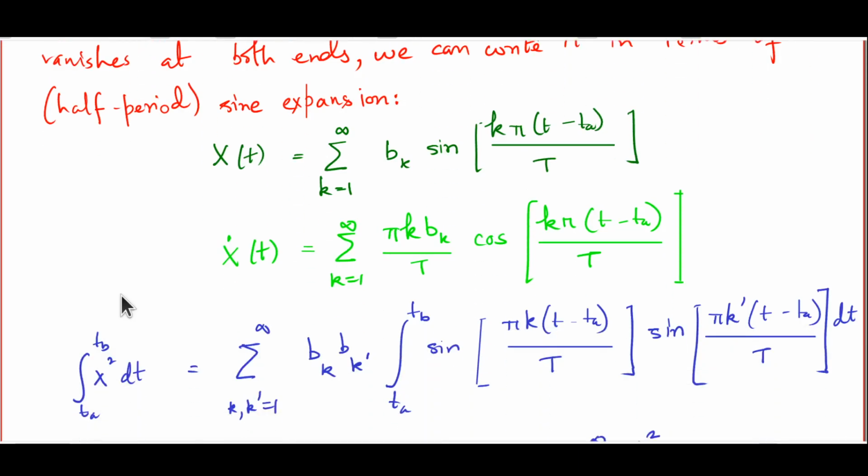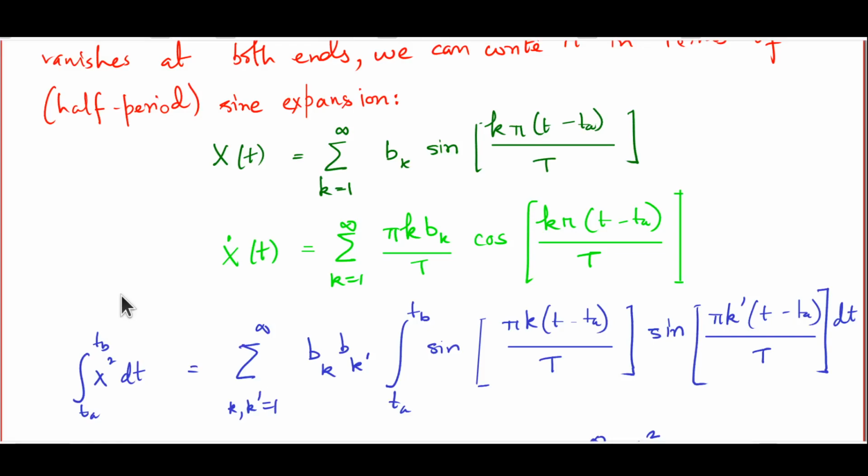For example, if you integrate x squared dt from ta to tb, you are going to get bk times bk prime. Remember, you are multiplying two infinite series together. The indices are both dummy and they have to be changed so that there is no confusion between the two dummy indices. So you have bk bk prime summed up over k and k prime both from 1 to infinity. Of course, bk bk prime is not the integral, it is the summand. There is an integral which you have to do after that.